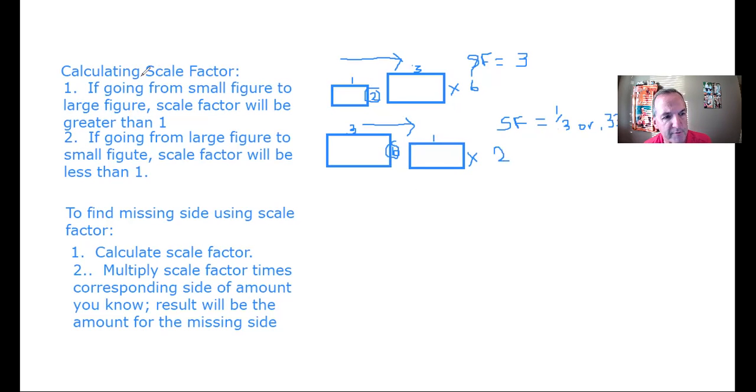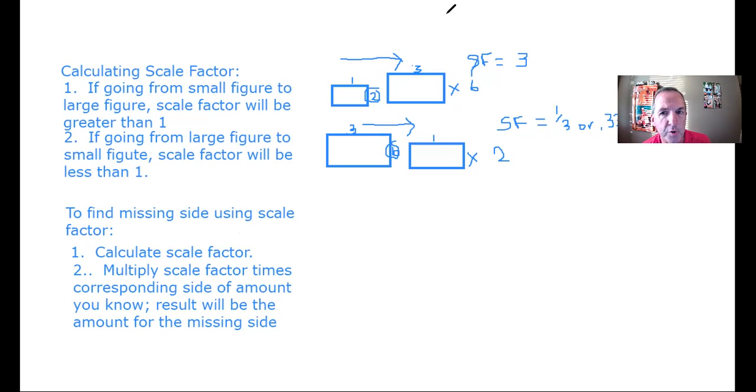Those are your rules. If going from a small figure to a large figure, your scale factor will be greater than 1. If going from a large figure to a small figure, your scale factor will be less than 1. And given that, to find a missing side using scale factor, calculate the scale factor and then multiply that scale factor times the corresponding side of the amount you know. The result will be the amount for the missing side, or your X amount.